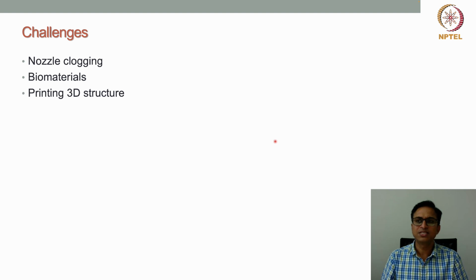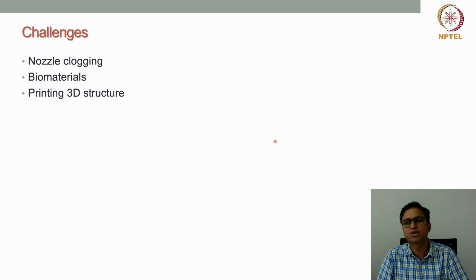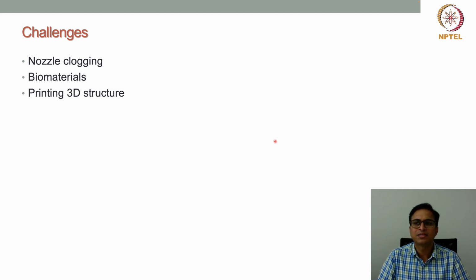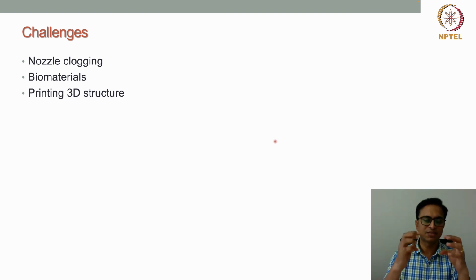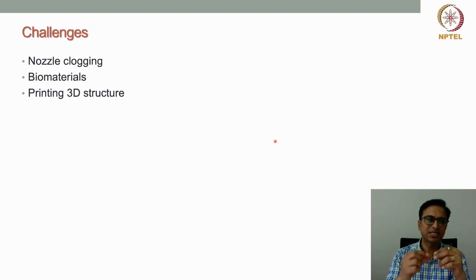There are some challenges with this inkjet 3D printing technology. The very first challenge is nozzle clogging. That's a problem, and it happens because the nozzles are of very small size, around 50 micron or less. So that's why nozzle clogging is a frequent phenomenon. But it happens mostly when you have suspended solid materials within the medium, because the suspended particles can settle down and clog the nozzle.